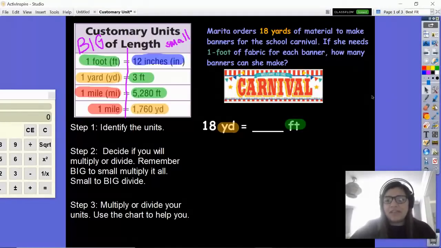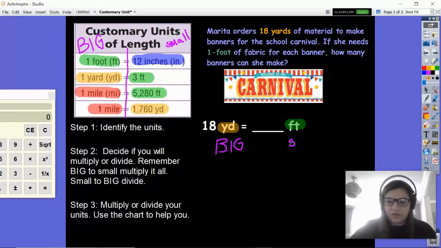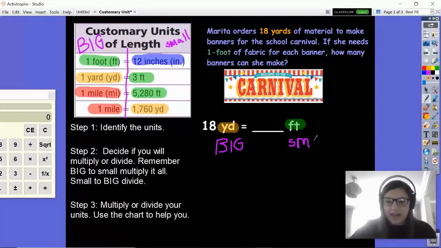So now I can move down to step 2, which says decide if you will multiply or divide. I just figured out that yards was my big unit, so I'm going to label that as my big unit. And feet is my small unit, so I'm going to label that as small. The reason I'm going to do that is because it's going to help me decide if I'm going to multiply or divide.